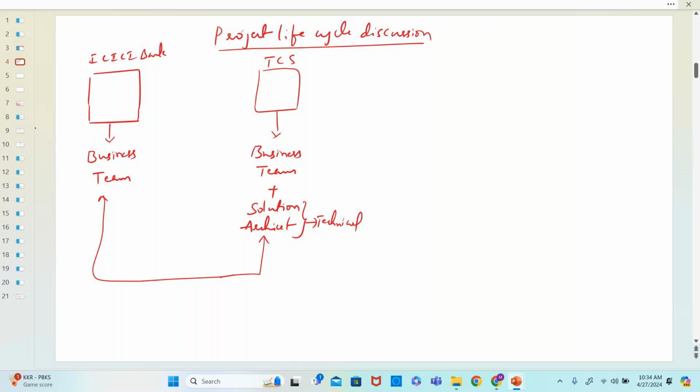These people will try to understand the requirements of the ICICI Bank transaction and loyalty management project, and then they will document them and name it the business requirement document. What is that document? Business requirement document, we call it BRD also, or functional specification document.